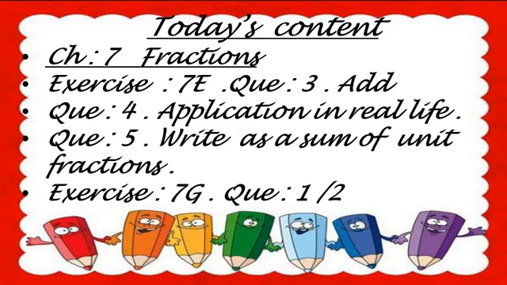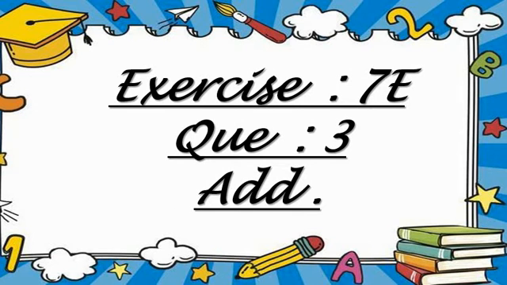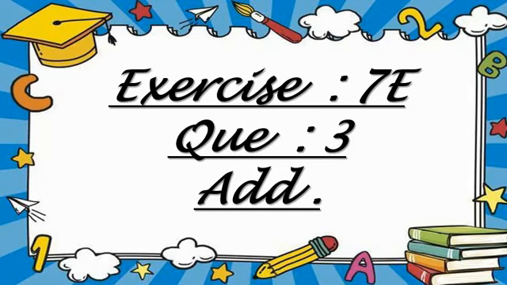So my dear students, let's check the first exercise, number 7, question number 3, add, means addition of like fractions. We already started exercise number 7 in the last session. Question number 1 we have done, and question number 2 we have already done: write the fraction for each shaded part and addition. But now question number 3 is add, means we have to do the addition of the given questions.